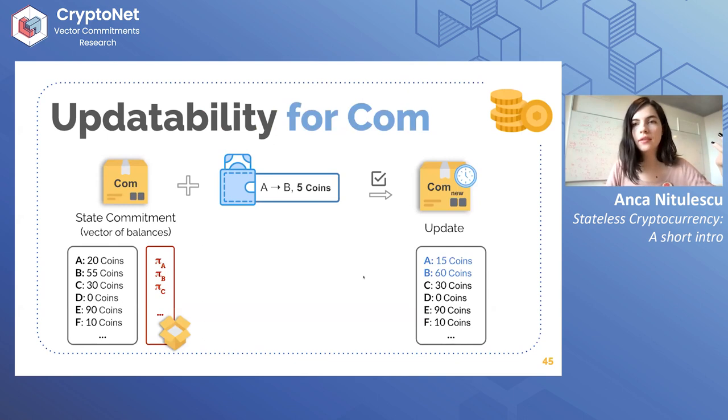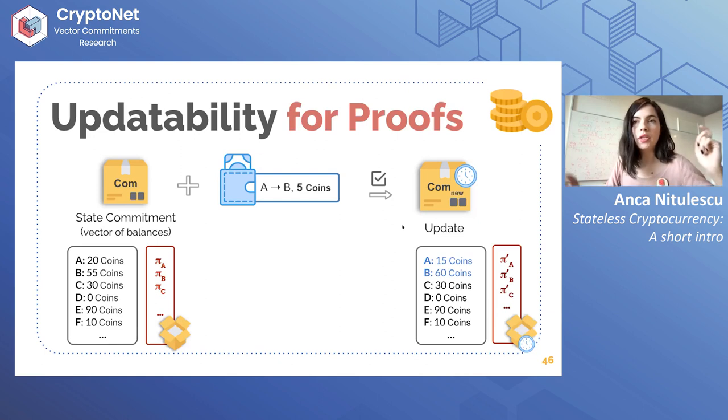We can just take the old commitment and use the update properties for commitments, and that will just look at the position that changed and make a computation on the old commitment in order to update it to the new one. And we've seen this in previous talks. And that's a nice property. But we also need to update the proofs.